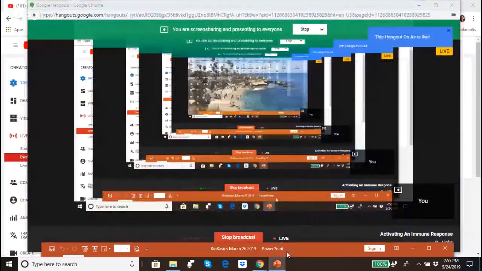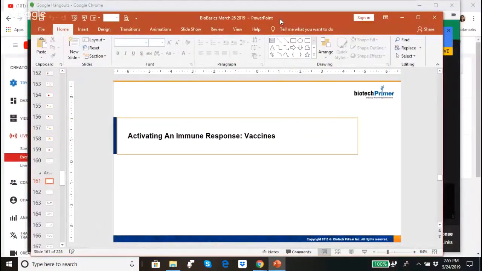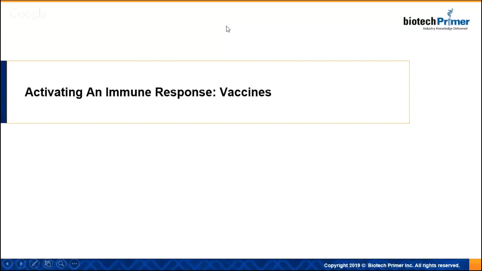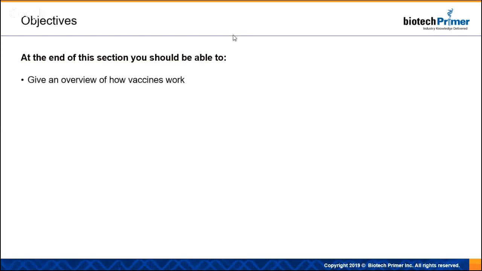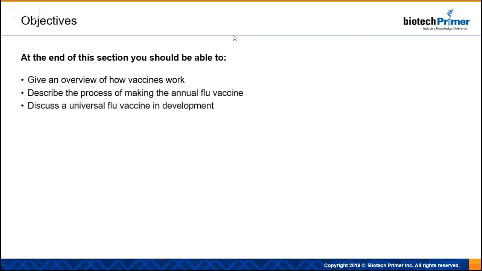And welcome to the Activating an Immune Response Vaccines section of the BioBasics course. In this section, we'll give an overview of how vaccines work. We'll describe the process of making the annual flu vaccine. We'll discuss a universal flu vaccine that's currently in development, and we'll summarize the different types of vaccines.